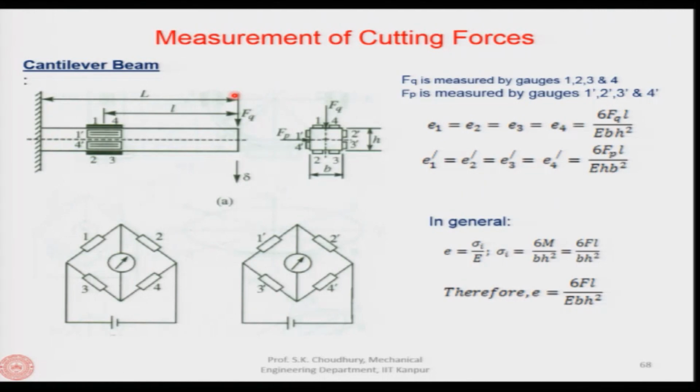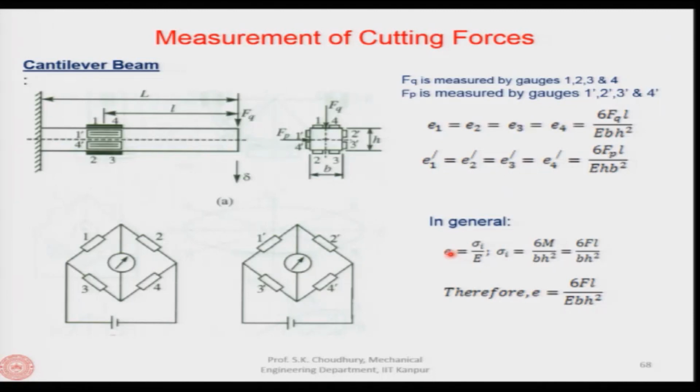So, therefore, Fq is measured by gauges 1, 2, 3, 4 and Fp, which is perpendicular to Fq, is measured by gauges 1 prime, 2 prime, 3 prime and 4 prime. Okay. Now, the E1, E2, E3 and E4 strain values will be given by 6 FqL divided by EBh square. Where is it coming from?